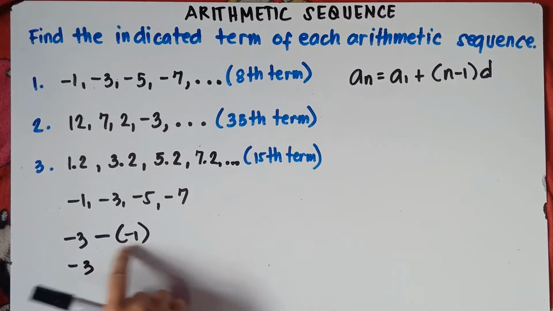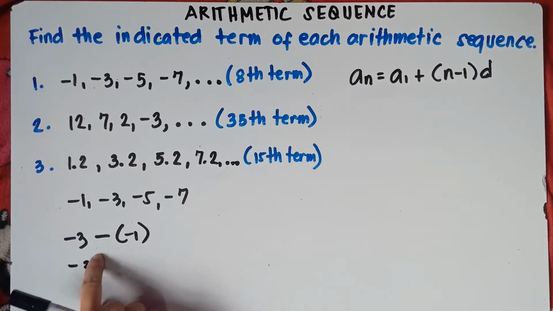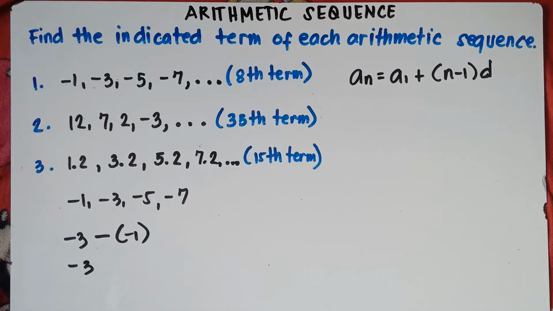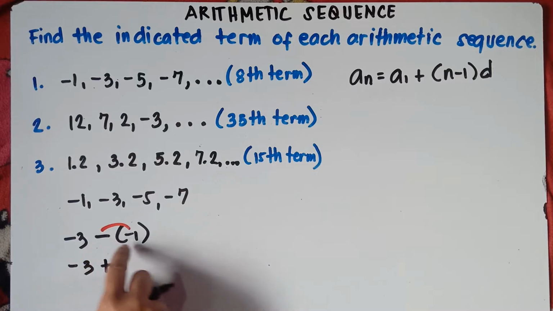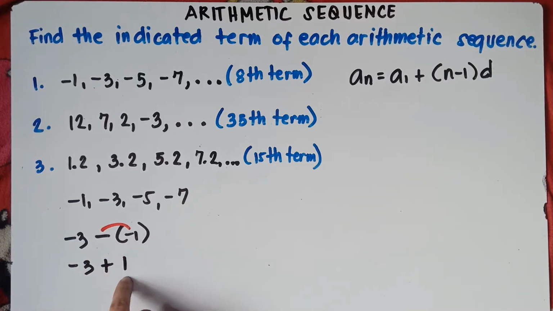If you have negative, negative, you need to multiply the negative signs. Once again, multiply these negative signs. So this will be negative times negative, that would be positive 1. Negative times negative is positive, then copy 1. And then negative 3 plus 1.